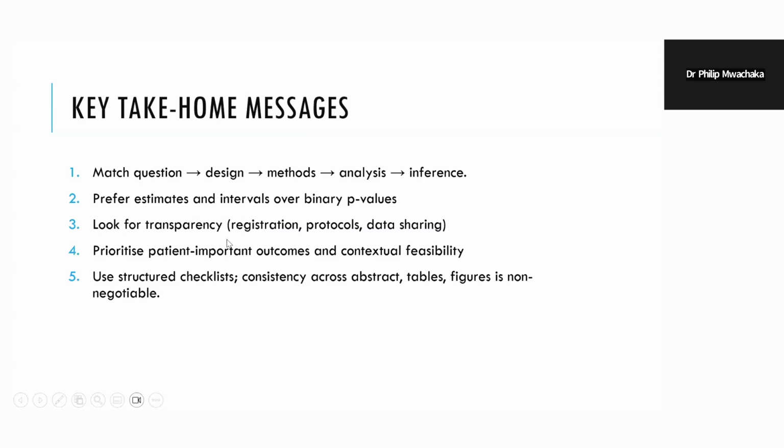Then look for transparency, especially registration, for example, of the trials and protocols, if they've been registered, and whether there's any statement for data sharing. And as you are looking at the research, you also need to look at whether the outcomes reported are patient important. We saw outcomes like mortality and function are extremely important, rather than some vague outcomes that may not really help in making clinical decisions.